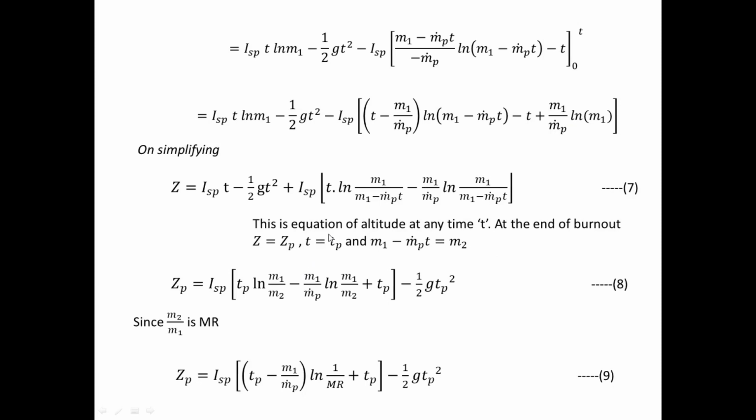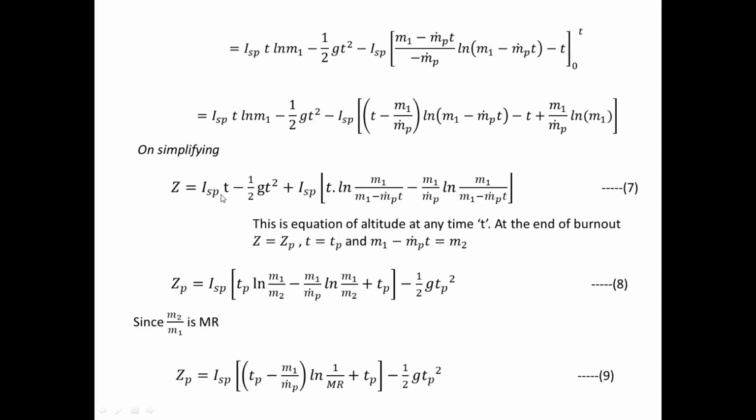Now when t is equal to tp, that is at the end of the total burnout, after the end of the total burning time, when t is equal to tp, this time m1 minus m dot p into t will be equal to m2. So Zp will be equal to, that is the total height reached after a time of tp, or when the velocity is Vp. So that will be equal to, you can substitute those values, ISP into tp into this one, and this denominator will be equal to m2.